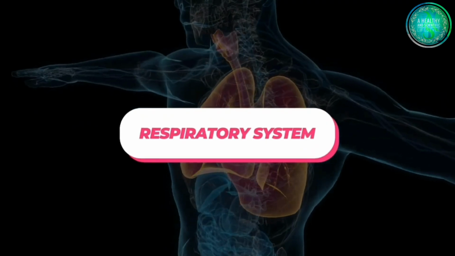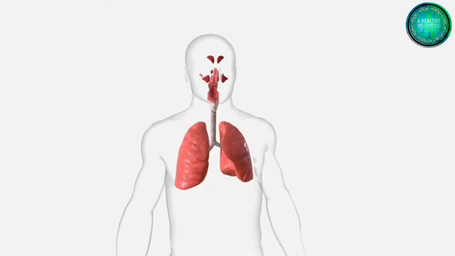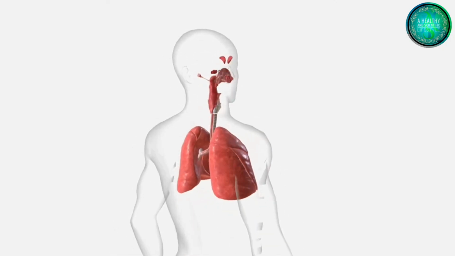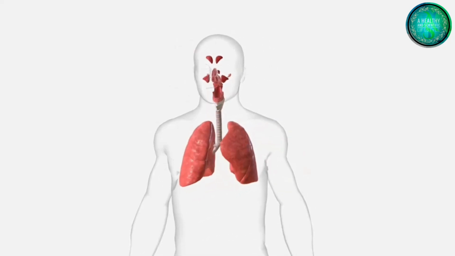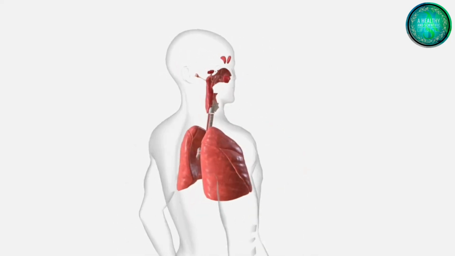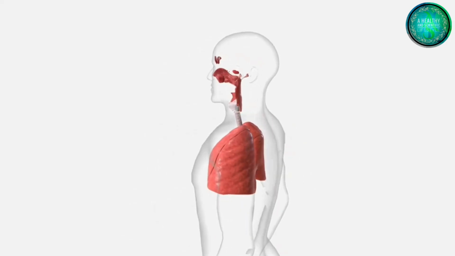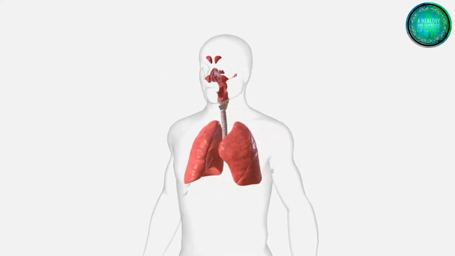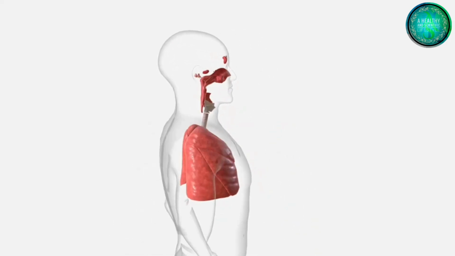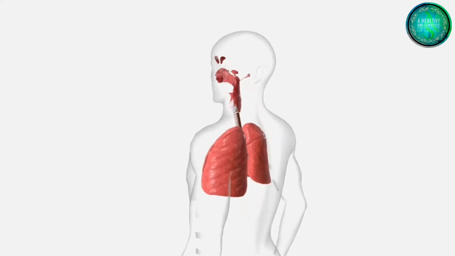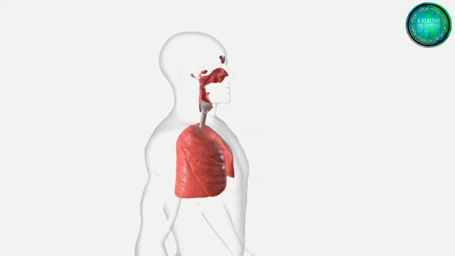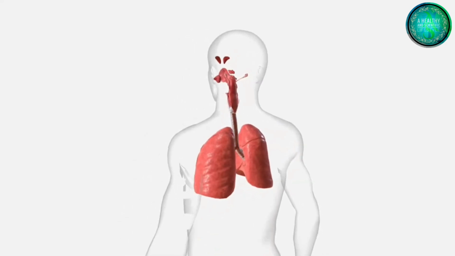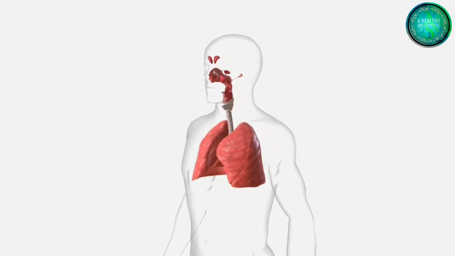Number 5. The respiratory system. The respiratory system is the body system that is responsible for the exchange of oxygen and carbon dioxide between the body and the environment. It consists of the lungs, trachea, and other structures. The lungs are the primary organs of the respiratory system. They are located in the chest and are responsible for the exchange of oxygen and carbon dioxide.